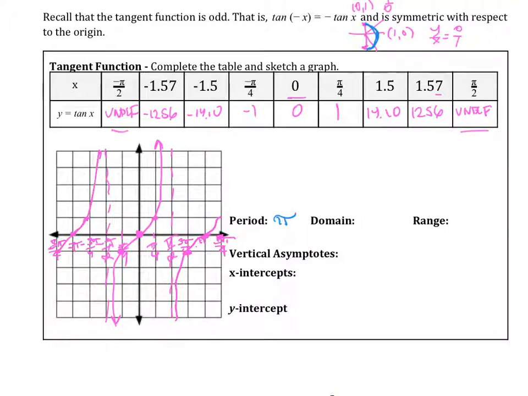I'm sure you can guess where the next intercepts are. So the domain is all real x, except x cannot equal pi over 2 plus n times pi. So all these pi over 2, you're going to add pi, and that's where all the asymptotes are going to be, or even subtracting it. The range is from negative infinity to infinity. The vertical asymptotes are at x equals pi over 2 plus n times pi. Then the x-intercepts, we know that's (n times pi, 0). So it's at 0, it's at pi, it'll be at 2 pi, and so forth. The y-intercept is just at (0, 0).